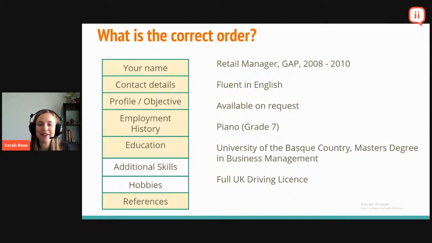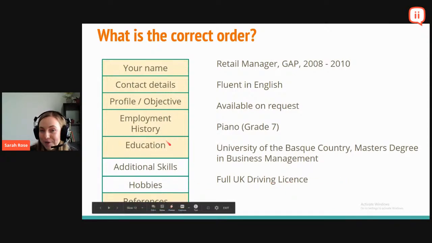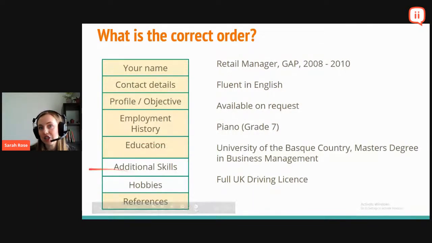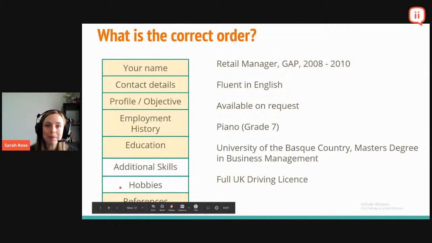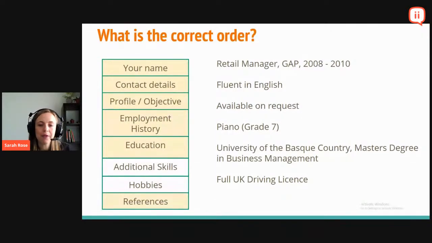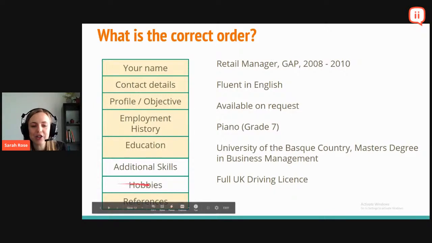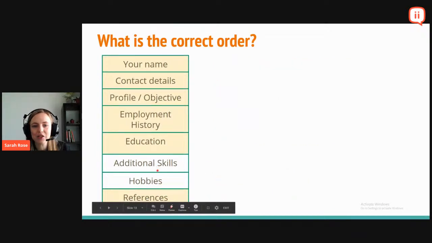Piano, grade 7, it's probably not relevant to the job usually, so we usually wouldn't put this in education. It might be additional skills, but it will probably be hobbies. If it's not relevant to the job, we put it in hobbies. Maybe it is relevant, depending on the job you're applying for, and you might put it in additional skills. University of the Basque Country, that is education, and then full UK driving license would also be additional skills.